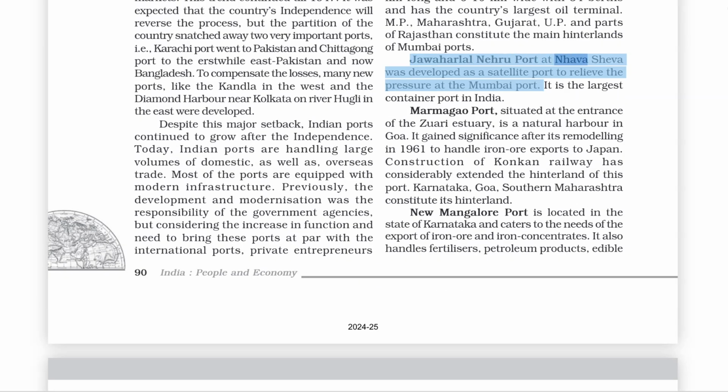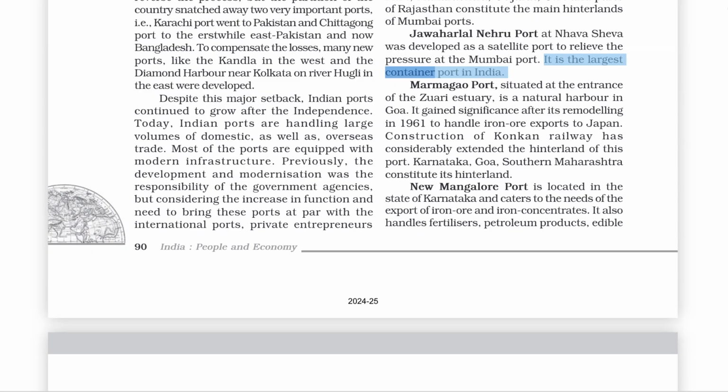Jawaharlal Nehru Port at Nhava Sheva was developed as a satellite port to relieve the pressure at the Mumbai port. It is the largest container port in India.